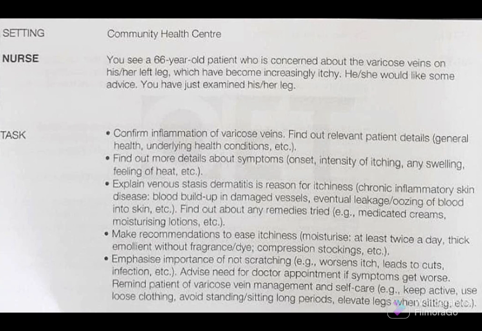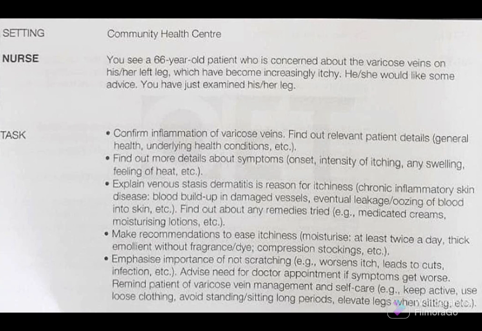Example: the patient's name is John. Here you have already examined. So how can we start? Well, Mr. John, thank you for allowing me to examine your affected leg. And upon my assessment, I can confirm that you have inflammation of your varicose veins. So that is a confirmation.